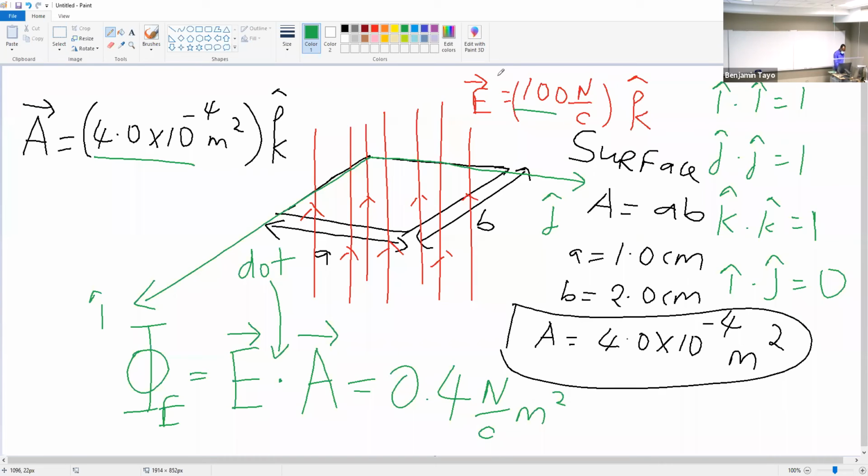Well, A1 is 1 centimeter times 2 centimeters. Sorry, that should be 2.0. So that should be 2.0 here, and this should also be 2.0. That was my mistake.